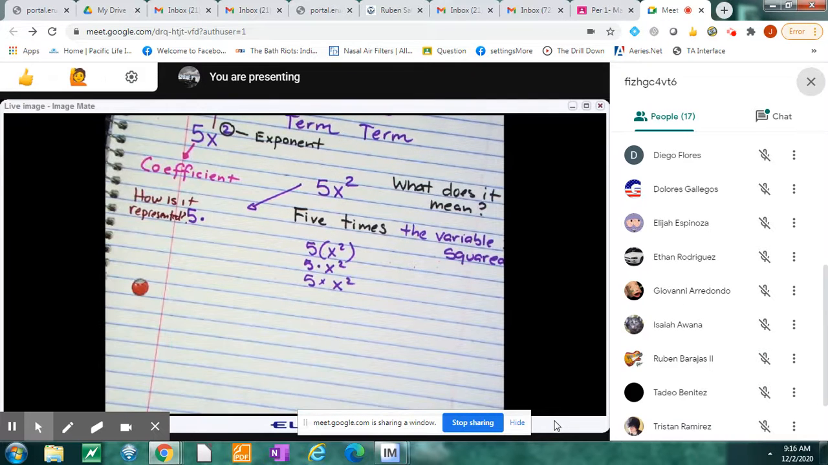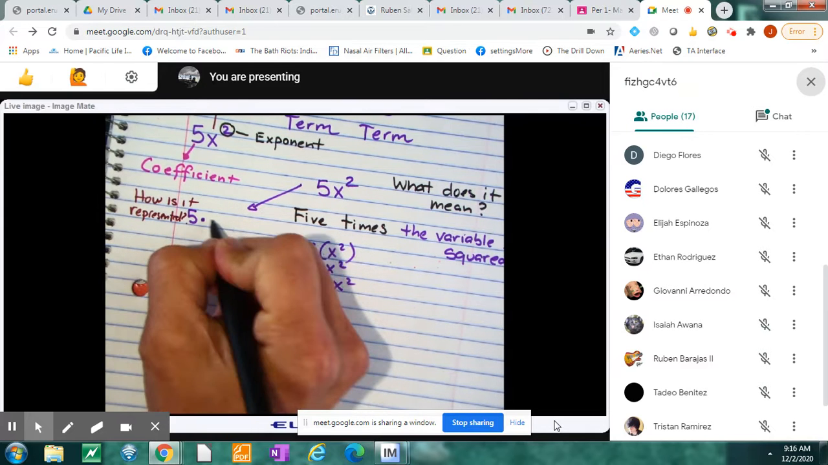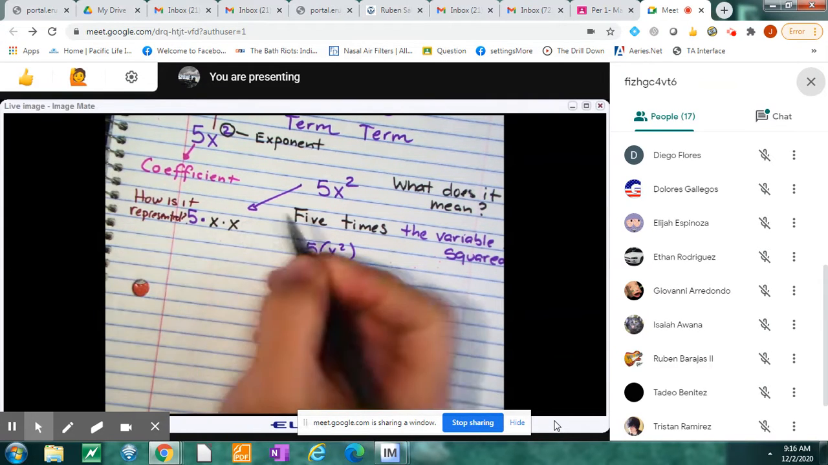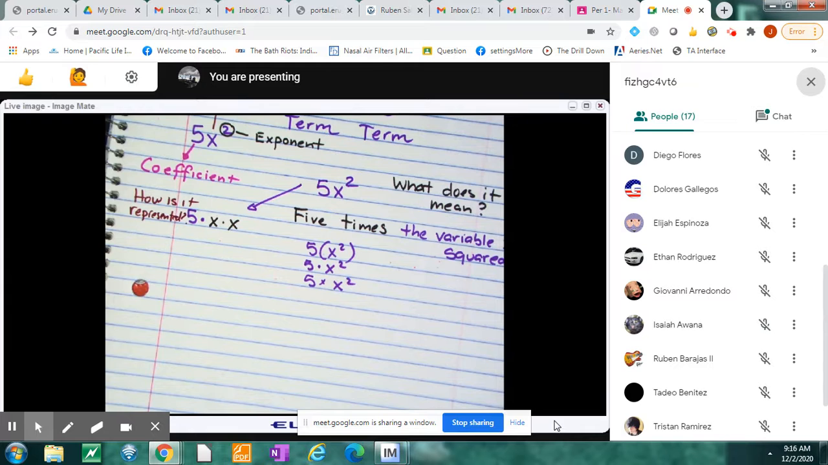How is it represented? It's represented in the form of 5 times x times x. You see that? A lot of kids like to say 5 times 2. No, it's just by itself. So x squared means x times x. Don't forget the 5.